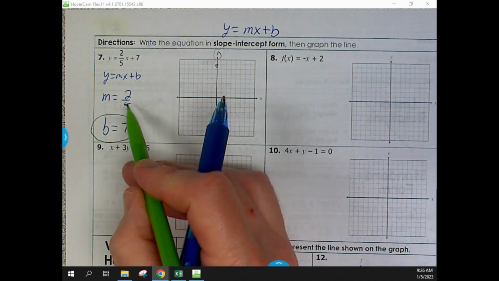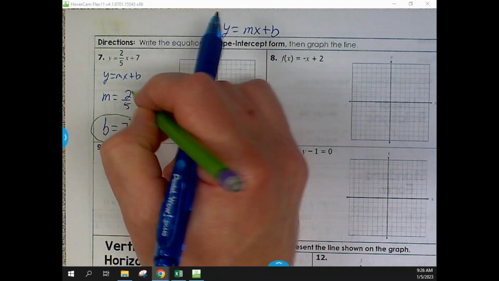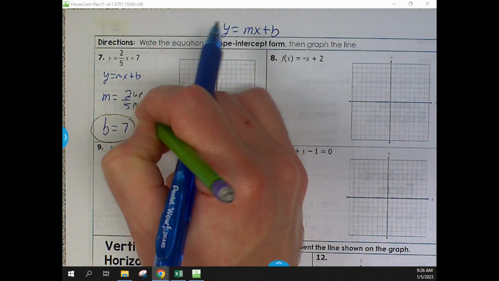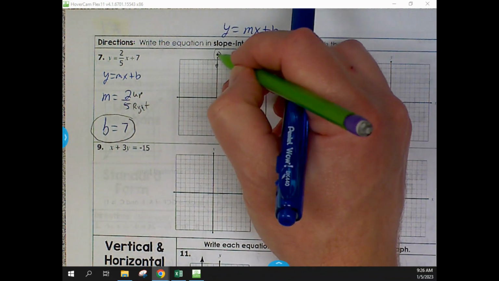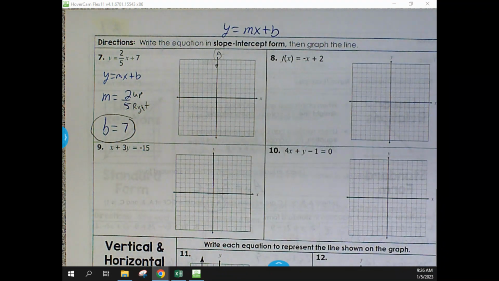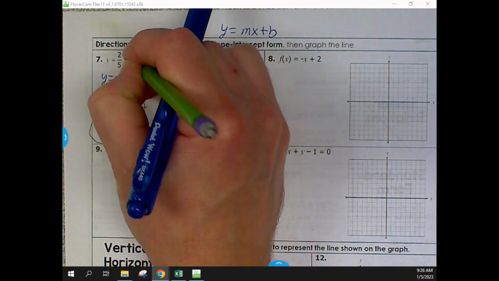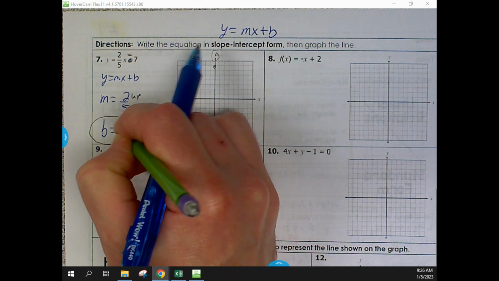What happens when we try to go, we've got 2/5, right? Which means we're going up 2 and then right 5. What happens when we go up 2 and over 5? Yeah, there's no more graph, right? So now we'll show you what to do with that in just a second. But for this one, let's just change this from a +7 for the minute. Let's just change it to a -7 to make it easier to graph.